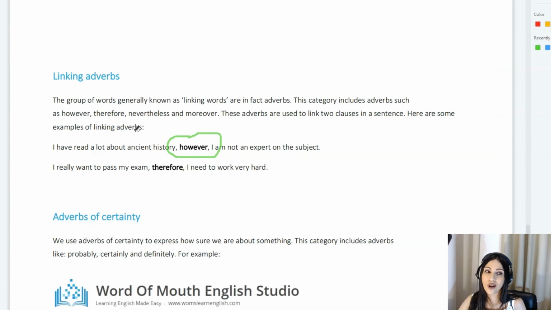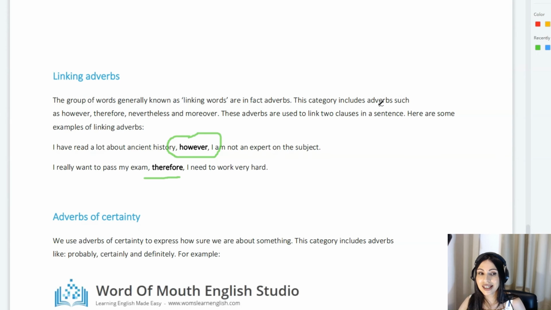I have read a lot about ancient history, however, I'm not an expert on the subject. Or you could use another linking word at the beginning of your sentence to indicate comparison or contrast, such as although. Although I'm not an expert on the subject, I have read a lot about ancient history.